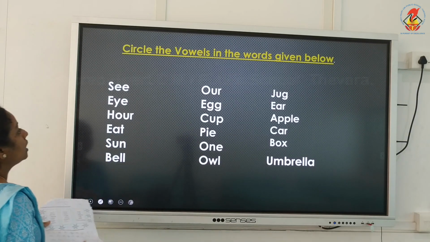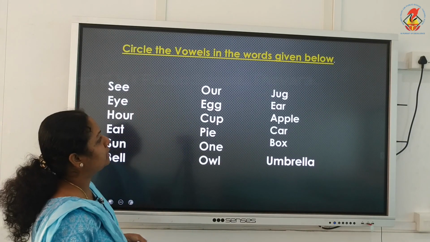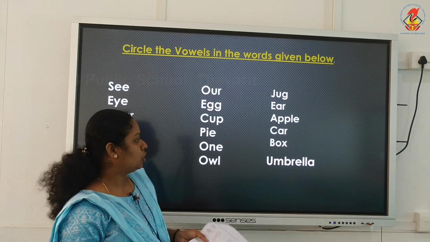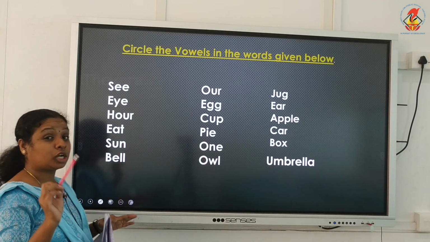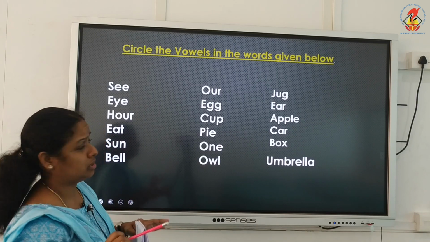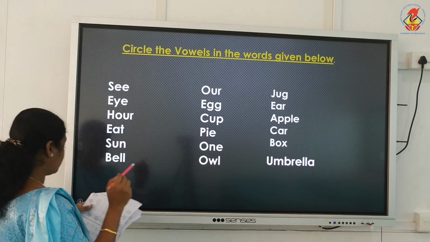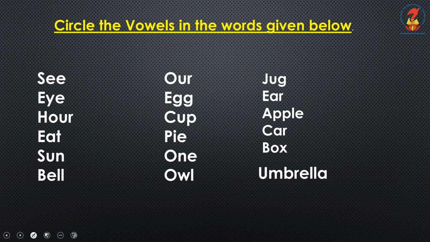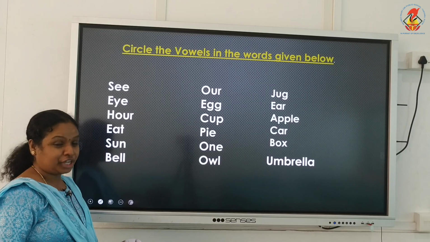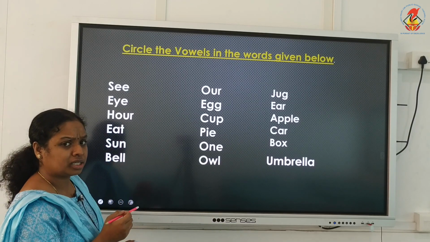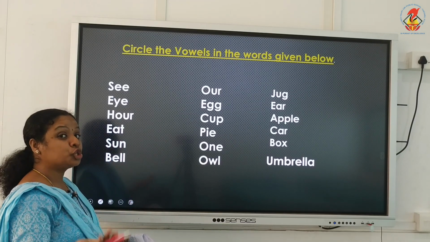Okay, children. Now, circle the vowels in the words given below. Here some words are given. What you have to do is circle only the vowels. The first one is what? S-E-E-C. So, can you say which are the vowels given in the word? Very good. E. So, how many E's are there? 2 E's. You just do along with me.